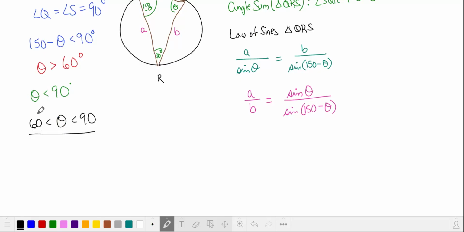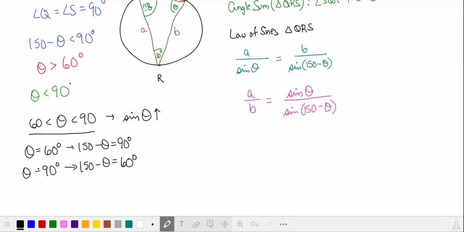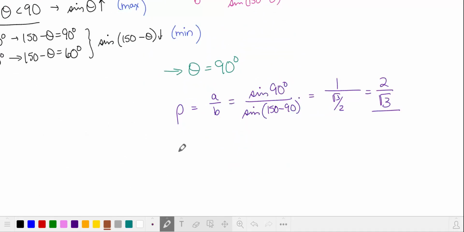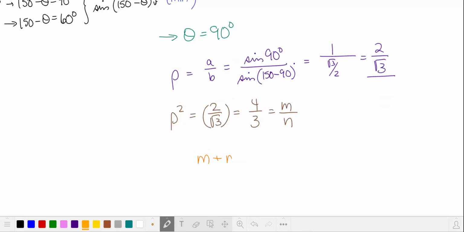As theta varies from 60 degrees to 90 degrees, we have that its sine is strictly increasing. But on this interval, as theta goes from 60 to 90 degrees, 150 minus theta goes from 90 degrees to 60 degrees. So its sine is strictly decreasing. We want to maximize the numerator and minimize the denominator, and these coincide when theta approaches 90 degrees. This will be our maximum value for the ratio. The problem asks for the square of the maximum value of the ratio, which is 4 over 3, and the sum of m and n is 7.